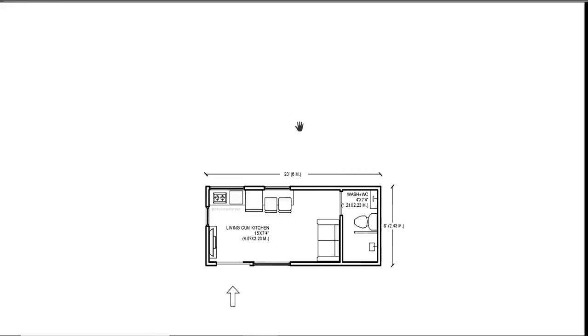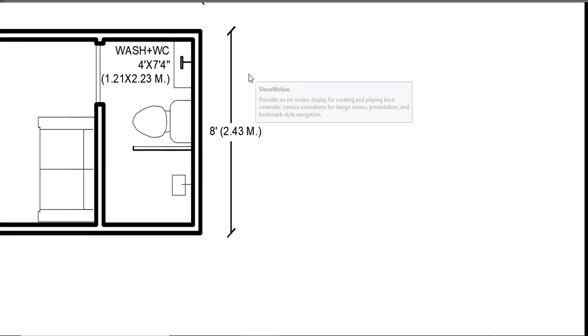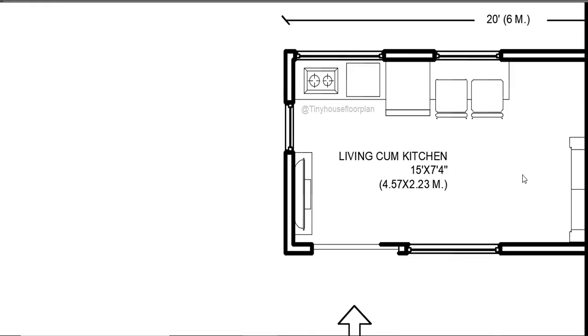So this is the floor plan of the house. There is a 20 feet shipping container. The total area I have taken is the length is 20 feet, in meter 6 meter, and the width is 8 feet, in meter 2.43 meter. In the front we have a door here. After that we will go inside.